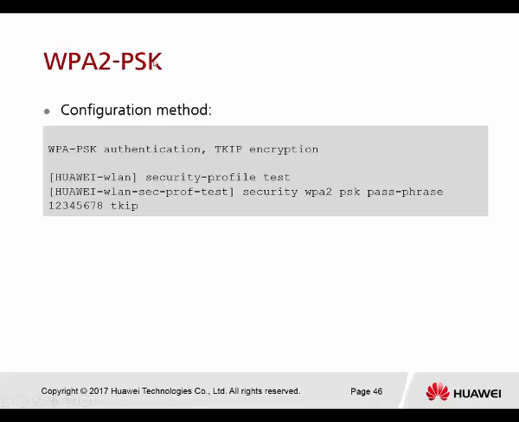Then the next one is for the PSK, WPA2 PSK. It's very simple. Go back to your WLAN view, enter the security profile with the name, and then put security WPA2 PSK, the passphrase with your password. Now you can select your encryption mode. I suggest using the CCMP.